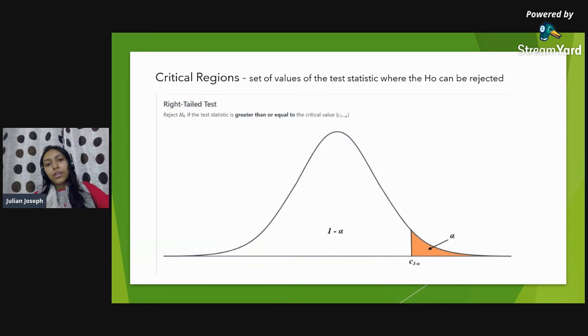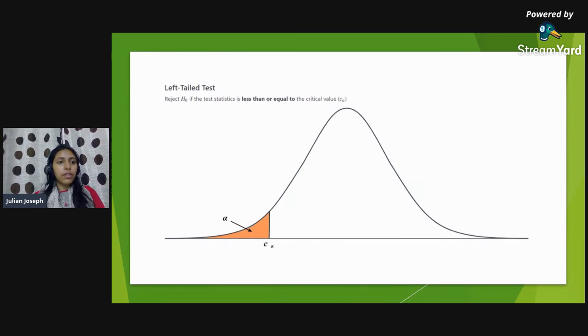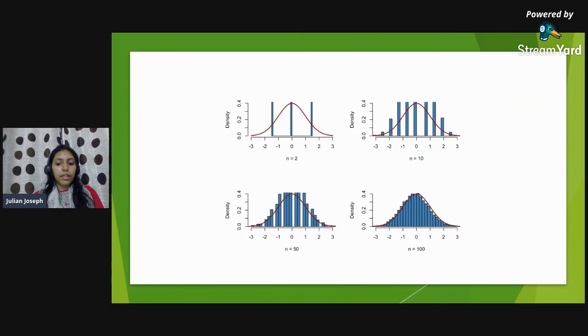So everything that's colored in orange here is the rejection region. The set of values between that is where the H0 can be rejected. So here it's a two-tailed test. We have two rejection regions. Here it's a left tail test. You have one on this side.